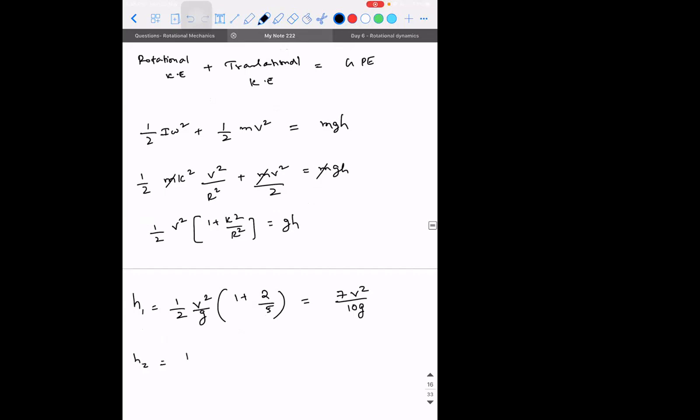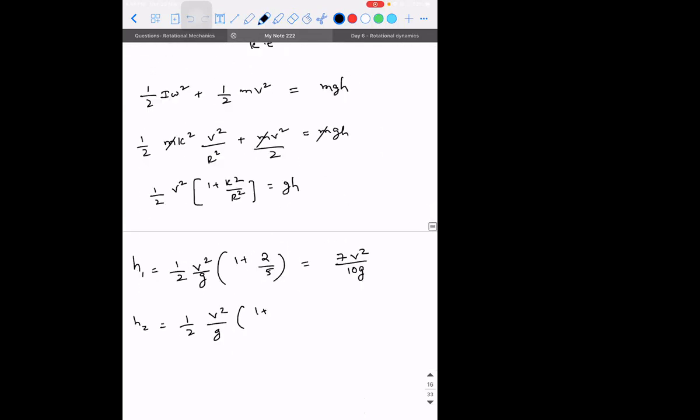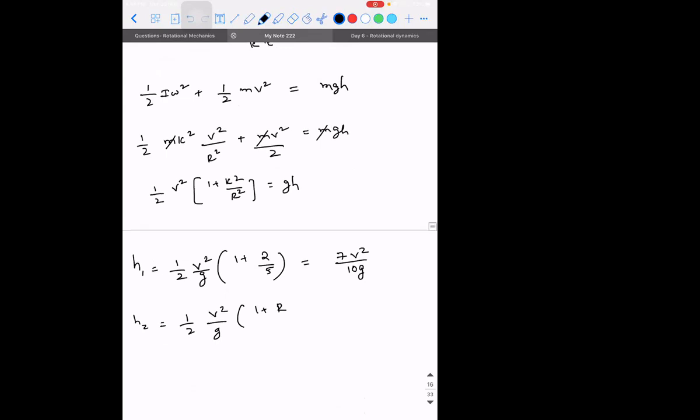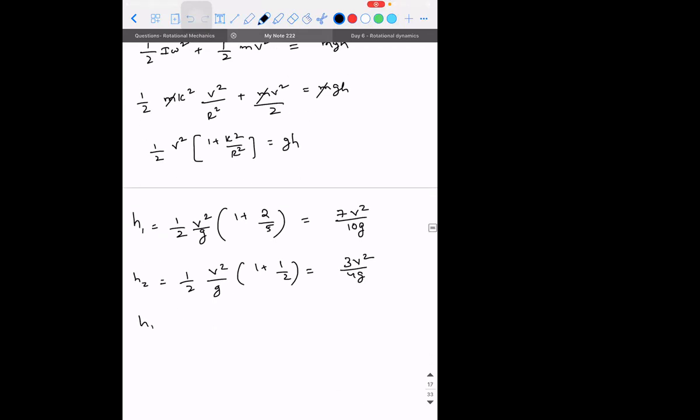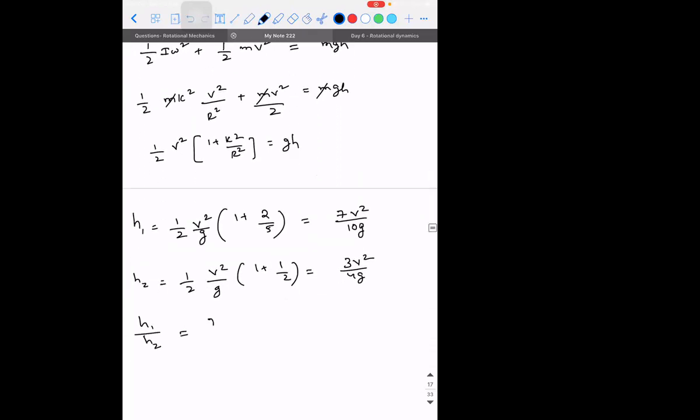Similarly, what is the value of h2, guys? Half v square by g into 1 plus, it's a solid cylinder. For a solid cylinder, the radius of gyration is r by root 2. So I will have 1 by 2. So h1 by h2 is equal to 7v square by 10g divided by 3v square by 4g. G and g will get cancelled, v square is gone. So it will be 28 divided by 30, which is 14 divided by 15.